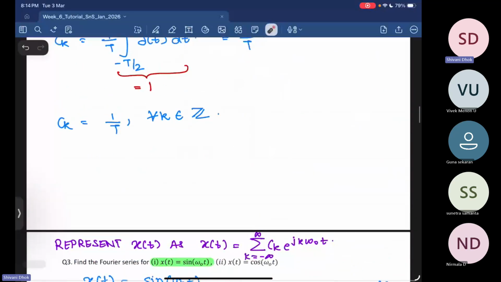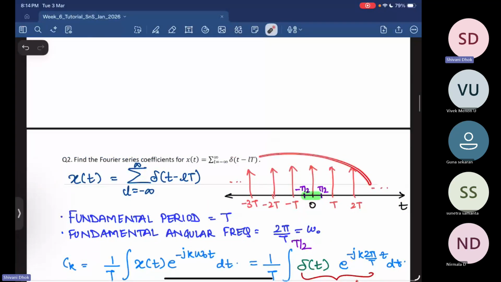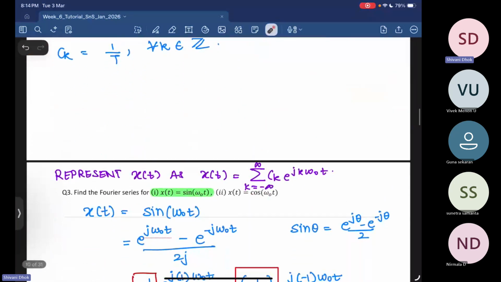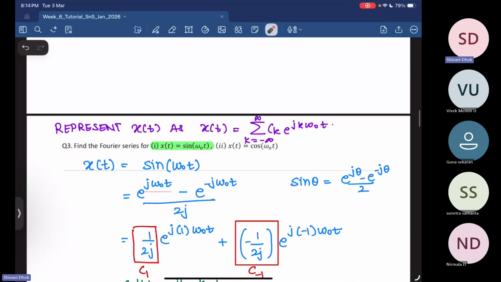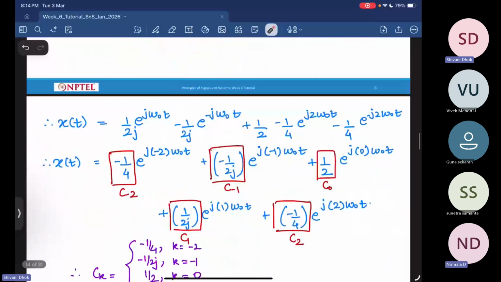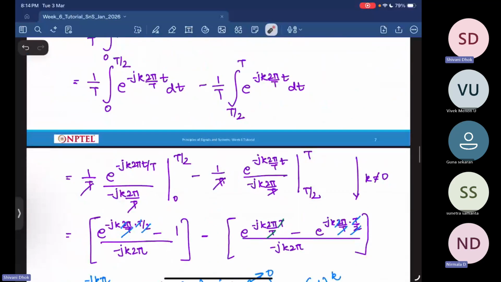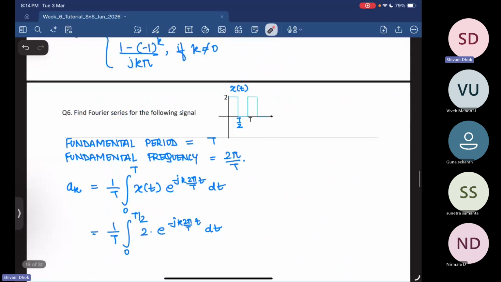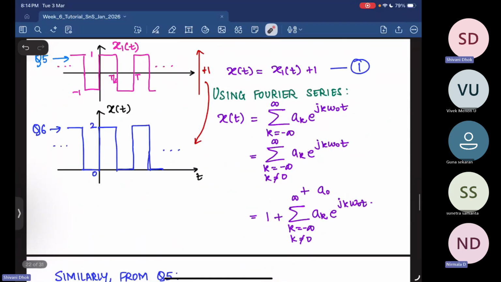If you go to the very first example also, we didn't integrate over the entire time range. We focused only on one period, that is from minus T by 2 to T by 2. So when we are finding the Fourier series coefficients, you focus on that particular period, which is very easy to integrate. Will it be the same value wherever we take the period? Yes, it will give you the same value. Thank you, ma'am.